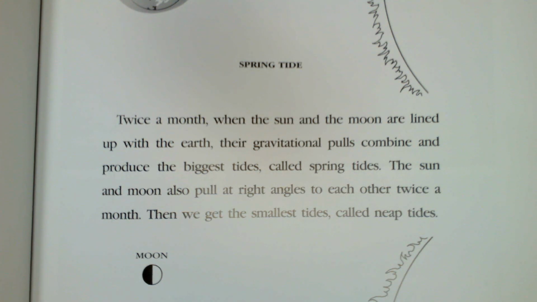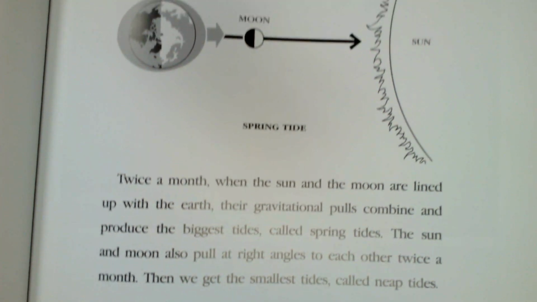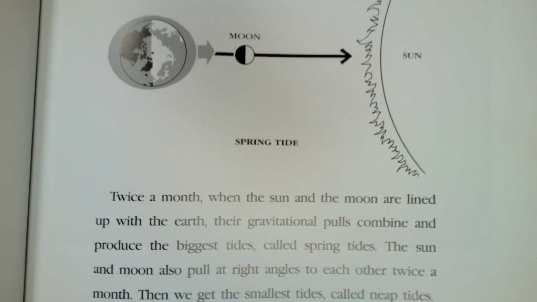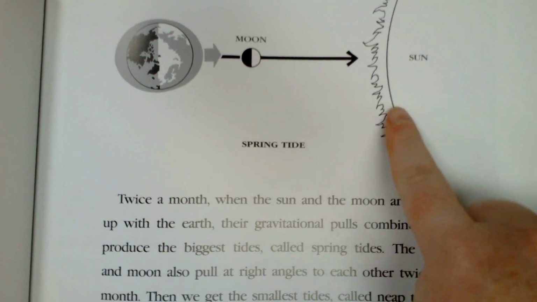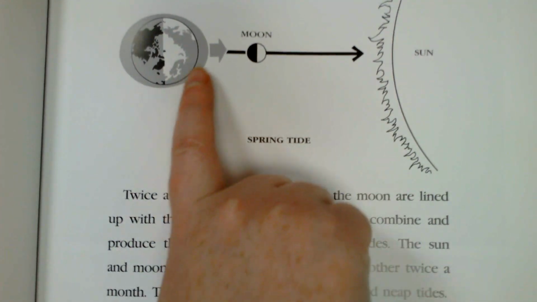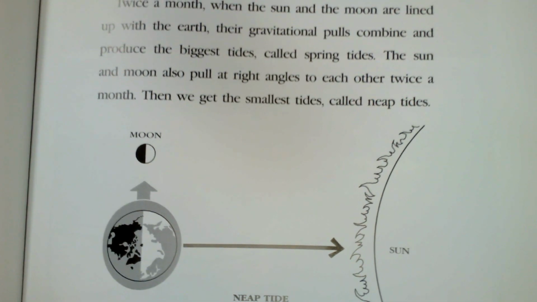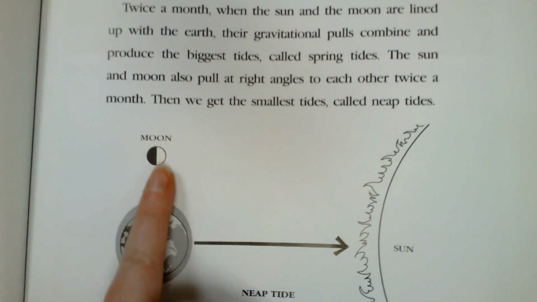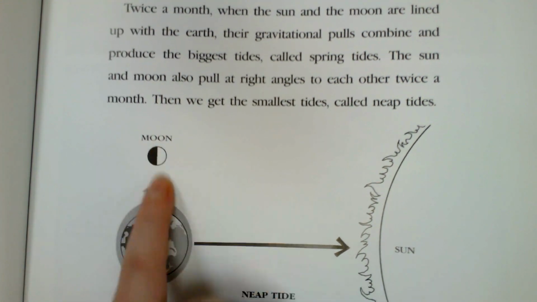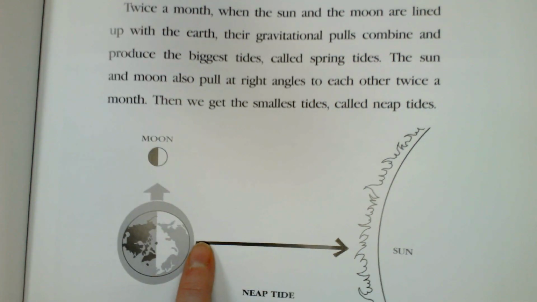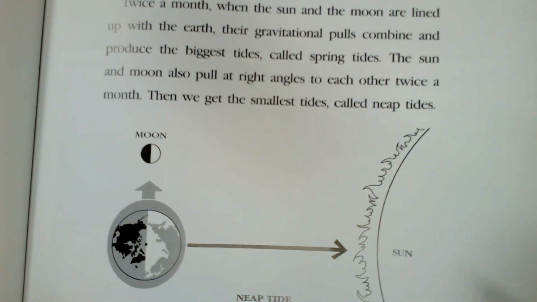The sun and the moon also pull at right angles to each other twice a month. Then we get the smallest tides, called neap tides. So you can kind of see here the direction for the spring tide, the biggest tides. And then for our neap tide, because the moon is up here and the sun is here, they're forming a 90-degree angle. It changes it, so it's a smaller tide.